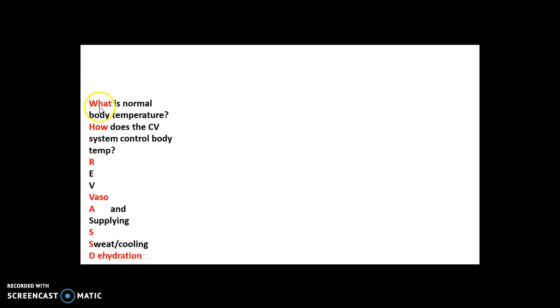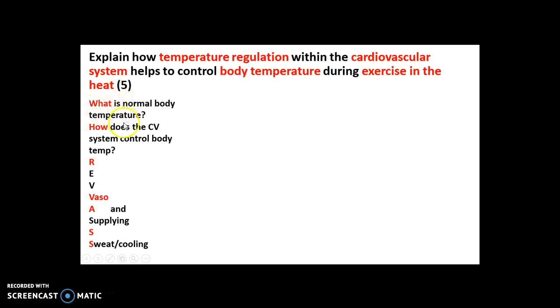The first thing we have to know then is what is normal body temperature? I think that's a good way to start. Then we need to consider, how does the cardiovascular system control body temperature? What does it do? How does it do it? Okay, so you can use this acronym that we used earlier in the year when talking about vascular shunt. So we're talking about REVAS, and this is slightly different in this case. You could put a D on the end here, so REVASD. So you could have dehydration at the end there. But ultimately, I'll put in red the things that are most important.